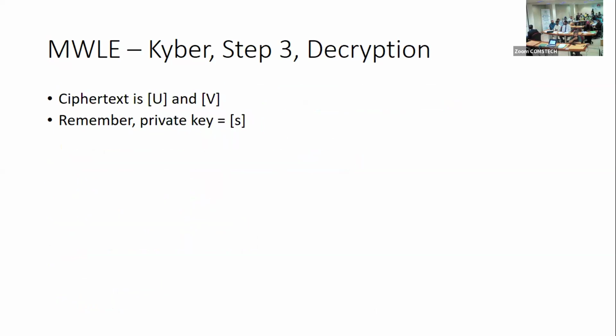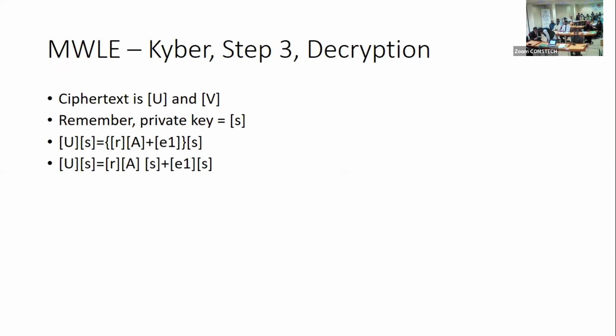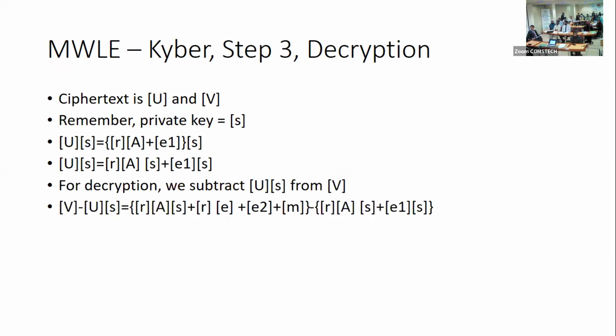Anyway, so now Alice received from Bob. What she received is U and V, and she also has her private key S. Now how can we proceed? If I multiply U with S, I will get this equation, and I can simplify it into R times A times S plus E1 times S. Now if I subtract U times S from V, like V minus U times S, I end up with this very complicated equation of matrices.